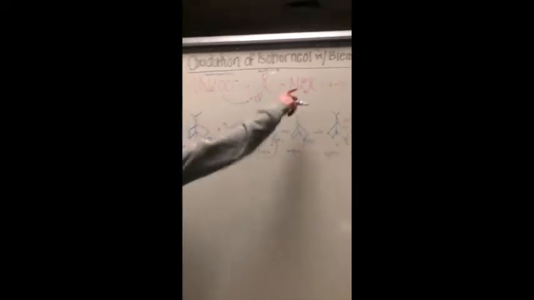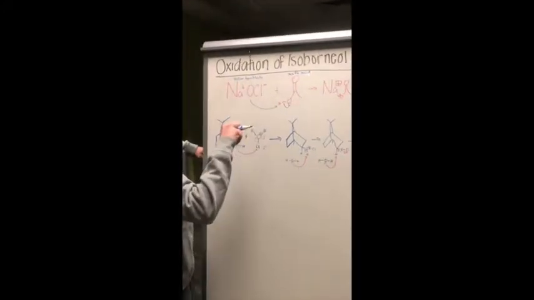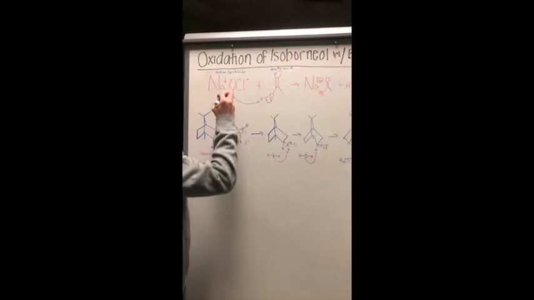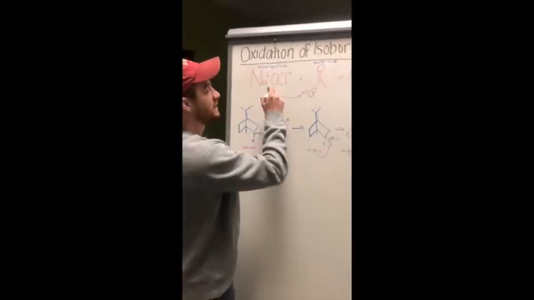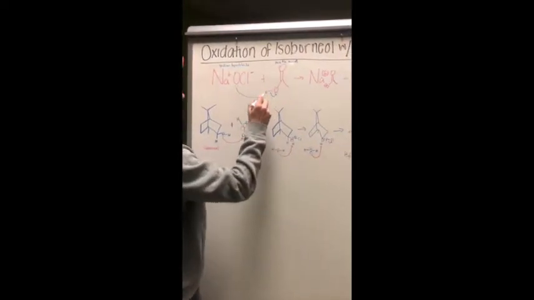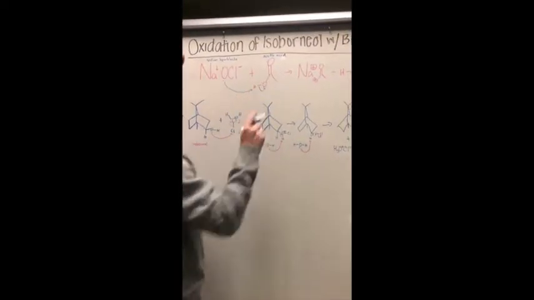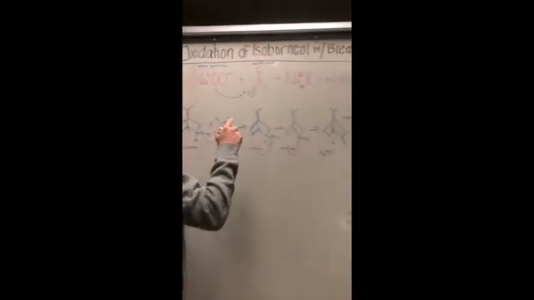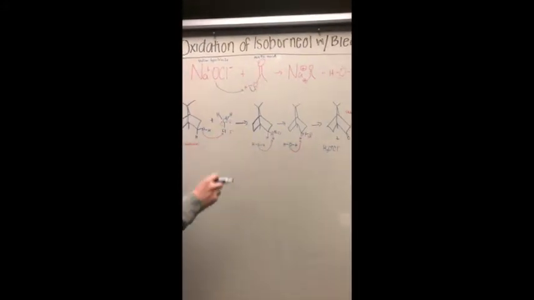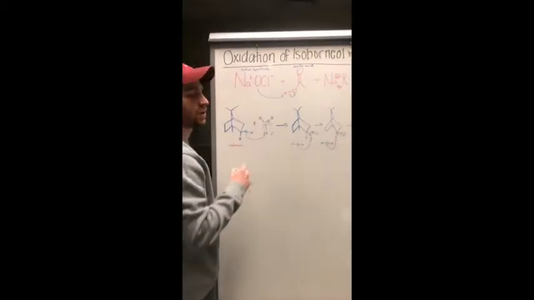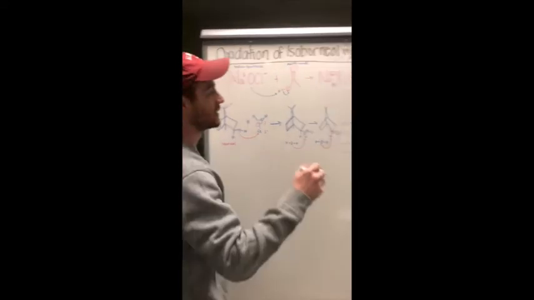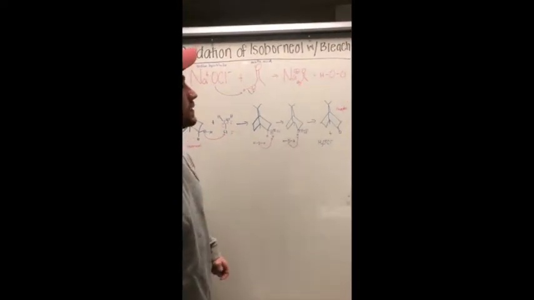So in household bleach, we've got sodium hypochlorite. When that interacts with acetic acid, the hypochlorite anion is going to act as a nucleophile and attack this hydrogen on the acetic acid and essentially deprotonate. Now, what's going to happen when that occurs is this acetic acid is going to turn into a conjugate anion, and it's going to be attracted to the sodium cation. And what we're going to be left with is this hypochlorous acid, and that's going to act as our oxidizing agent for isoborneol.